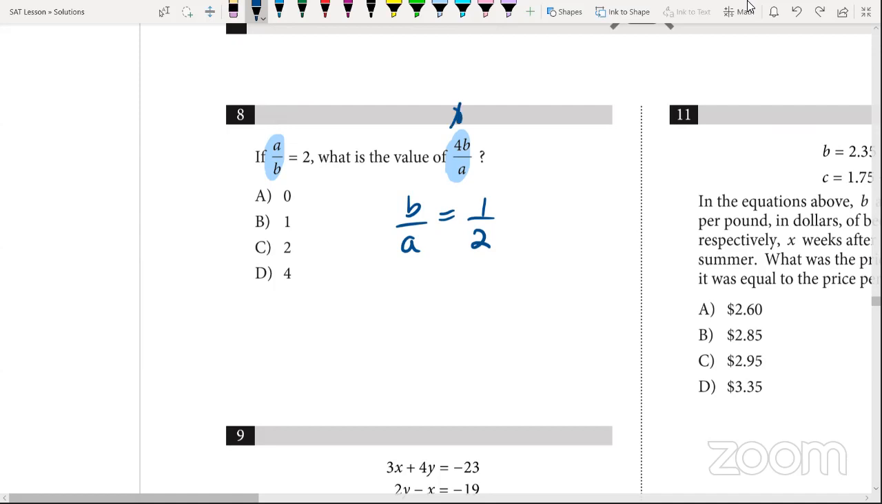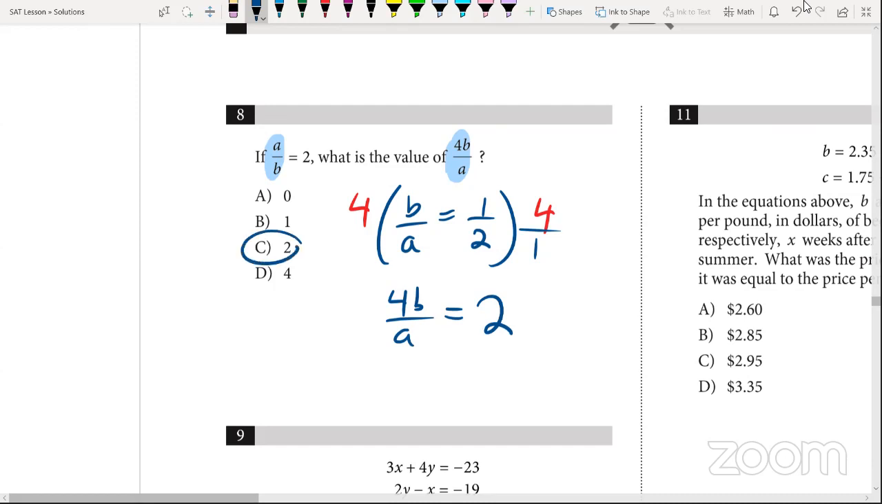What's the difference between what we have, B over A, and what we want, 4B over A? The only difference is that there's a 4. So let's just multiply both sides by 4. And now we'll have 4B over A equals 1 over 2 times 4 over 1, which is 4 over 2, or just the answer 2. So the answer for number 8 is C.